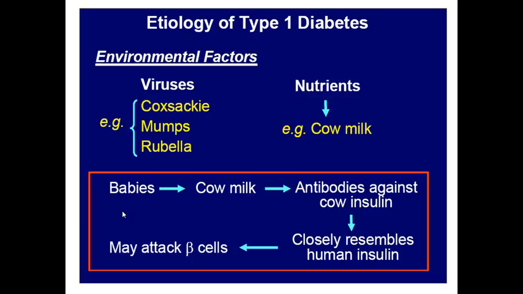So what can be the environmental factor? Many viruses have been considered as a cause of this, like Coxsackie virus, mumps, and rubella. Cow milk is also being considered as producing antibodies. When you start giving babies cow milk, they develop antibodies to cow insulin, and these antibodies then start acting against the human insulin. Cow insulin is similar to human insulin, and this results in attacking the beta cells. So that's how it happens.